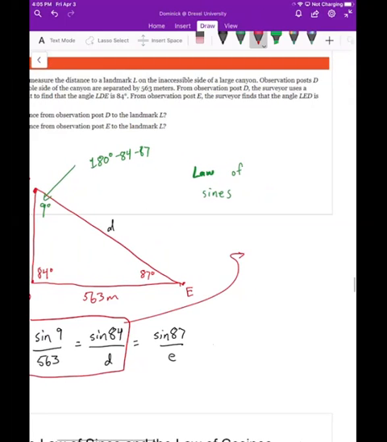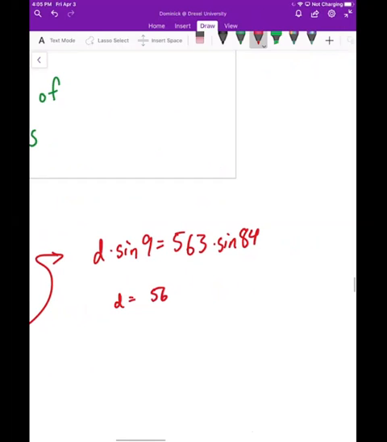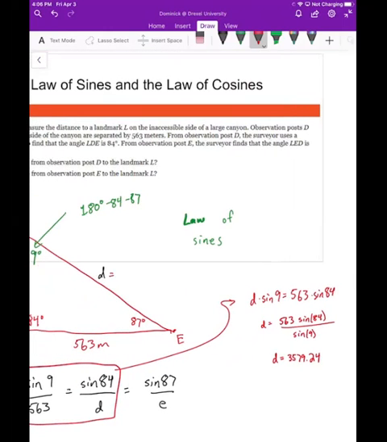If we cross multiply, we'll find that D times sine of 9 is equal to 563 times sine of 84. So then D is 563 times sine of 84 over sine of 9. If we do that, 563 times sine of 84, and divide that by sine of 9, we get that this distance D is roughly 3579.24.